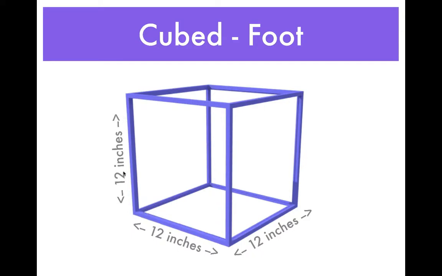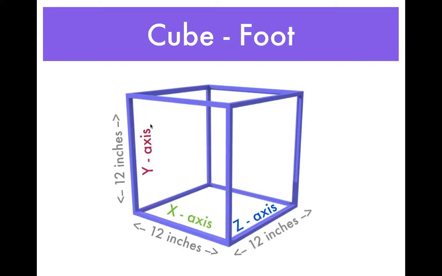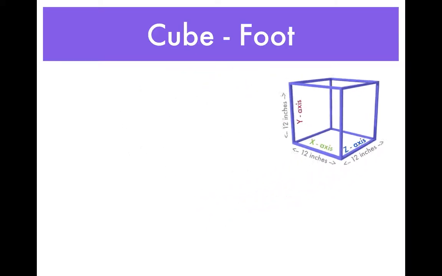So 1 foot on Y, 1 foot on X, 1 foot on Z. That's a cubic foot. Now, why is that a cubic foot? Well, how would we calculate that? If we're talking about feet, we need to multiply the x-axis times the z-axis times the y-axis, right? So 1 times 1 times 1.